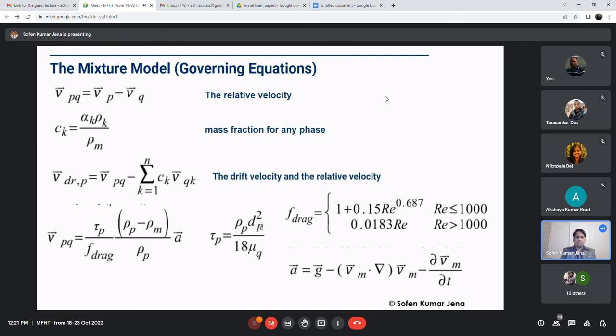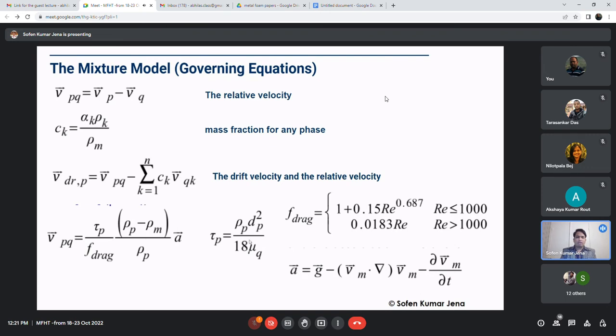So all these things are known. Numerically you plug them in, then calculate tau p. To calculate the drag, we have a numerical correlation based upon the particle Reynolds number. We calculate the drag force on the particle. And the acceleration term is based upon the mixture velocity, so then we can calculate the acceleration term.